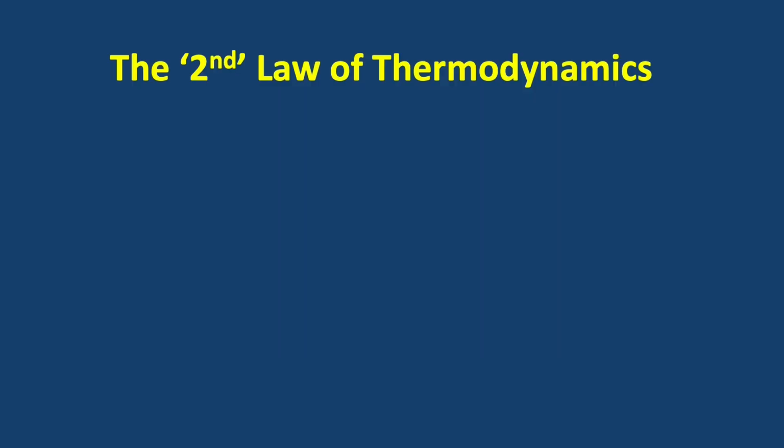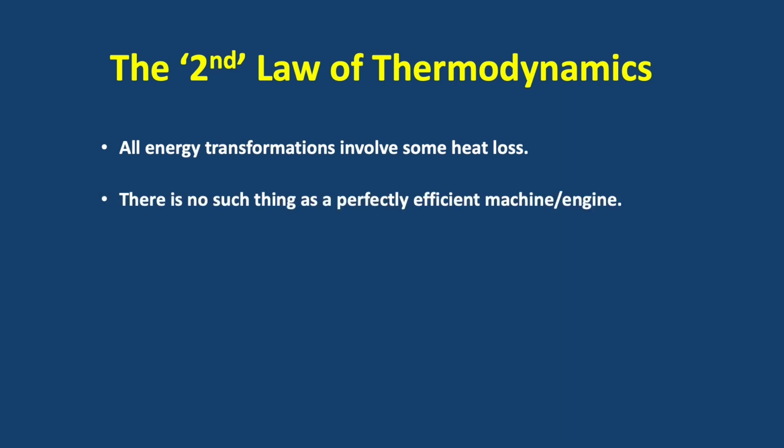The second law of thermodynamics. All energy transformations involve some heat loss. Now, in lesson 6, we will talk about efficiency. This is where efficiency comes into play. No matter what you do, all energy transformations involve some heat loss. You turn on a light, electric energy becomes light energy. Well, guess what? It's not just light energy, there's always heat loss. If you turn on the engine of your car, then chemical potential energy in the fuel becomes kinetic energy of the car. Well, guess what? The engine gets hot, there's heat loss. This is the second law of thermodynamics in play. There is no such thing as a perfectly efficient machine or engine. Doesn't exist. That's what the second law tells us.